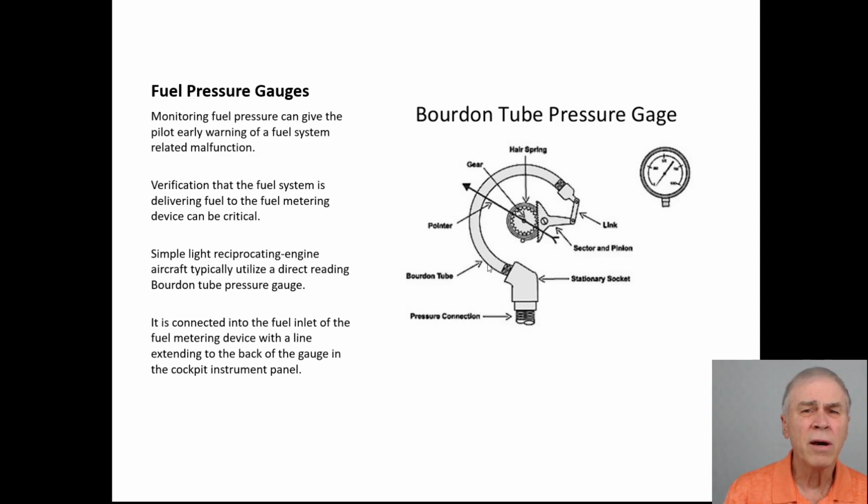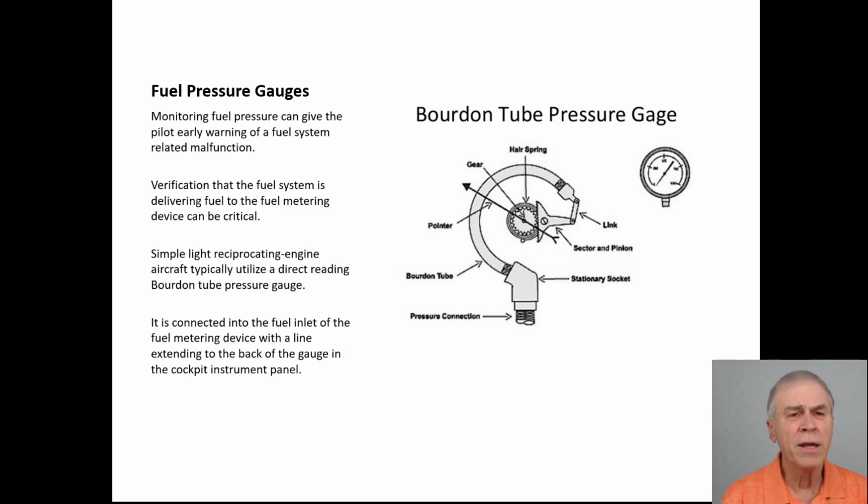And that's basically how it works. So the actual pressure in the line is what's giving you a pressure reading. And that could be hooked up to wherever you're taking the reading from, through the pressure connection. That gives the pilot early warning of a fuel system related malfunction. Verification that the fuel system is delivering fuel to the fuel metering device can be critical.